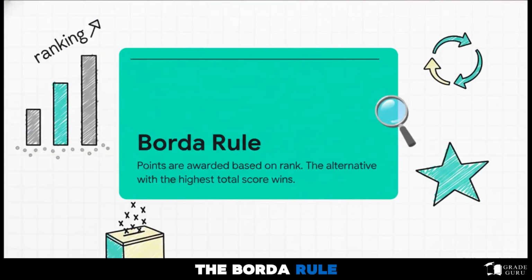Then there's the Borda rule. Now, if plurality ignores most of the ballot, Borda does the exact opposite. It uses the entire ranking. You get points for each rank. Maybe 3 points for first, 2 for second, 1 for third. We tally up all the points from all the voters, and whoever has the highest score wins.